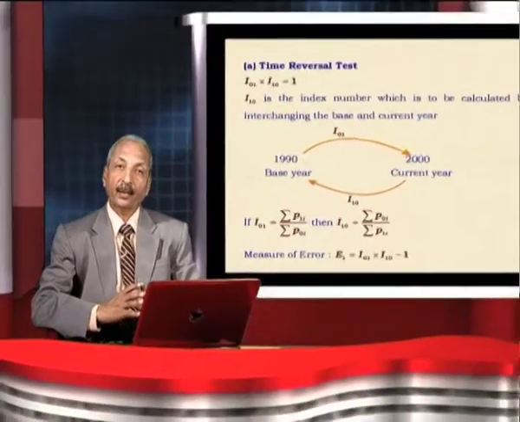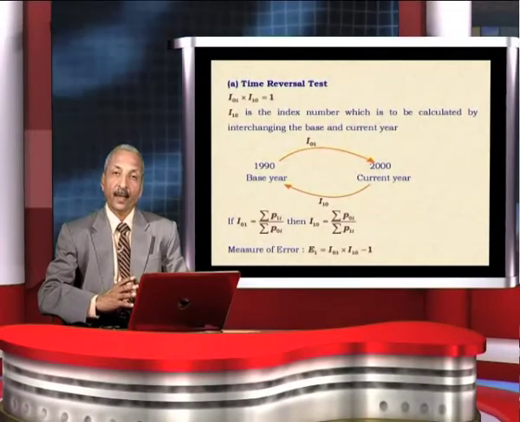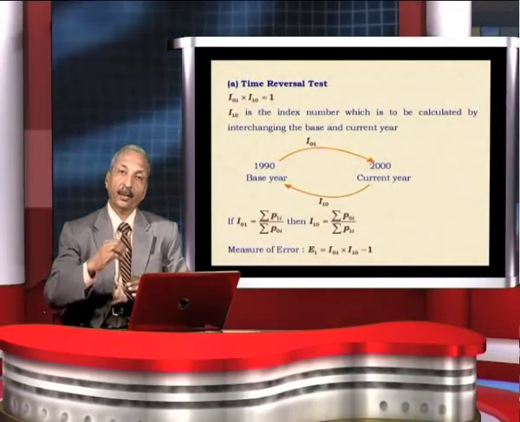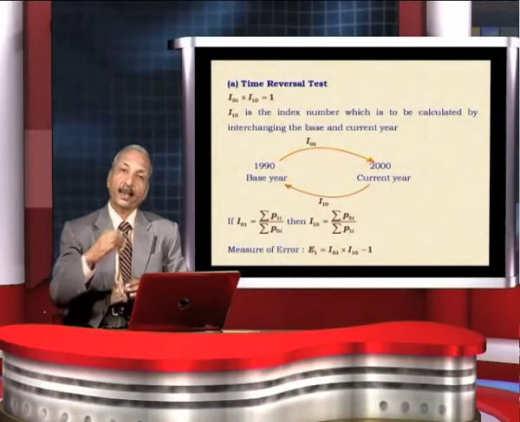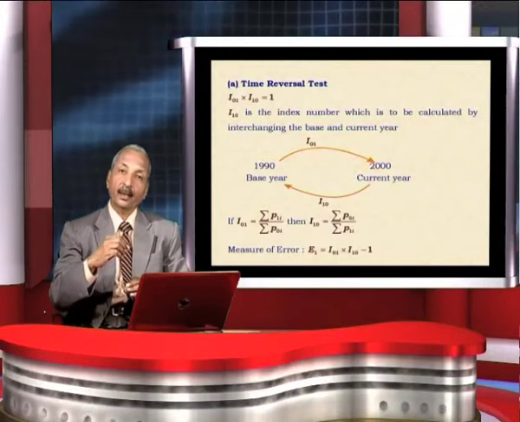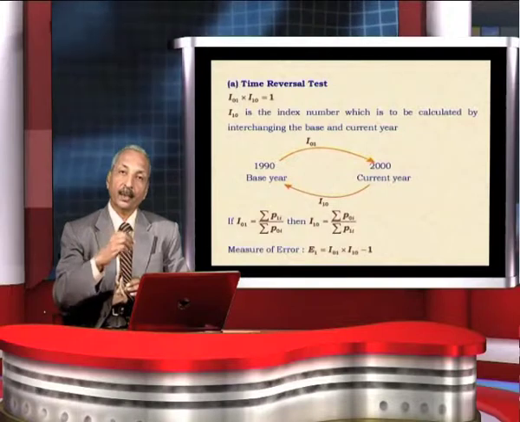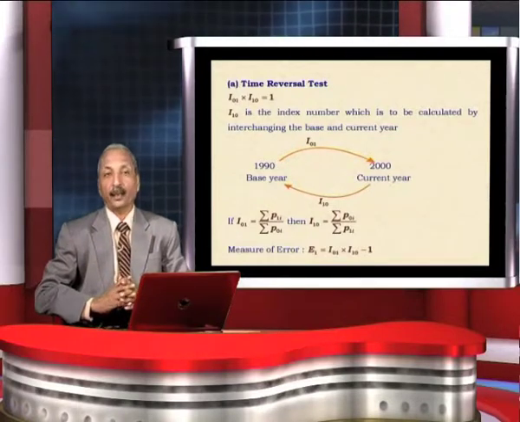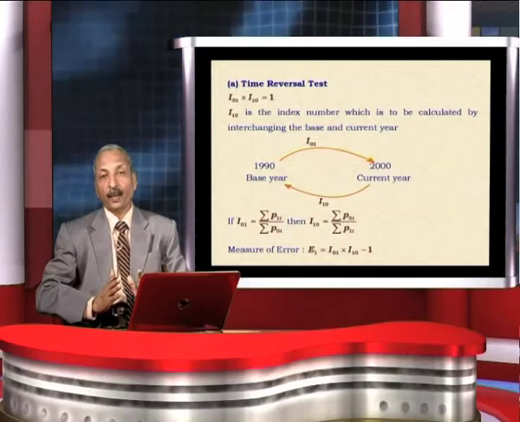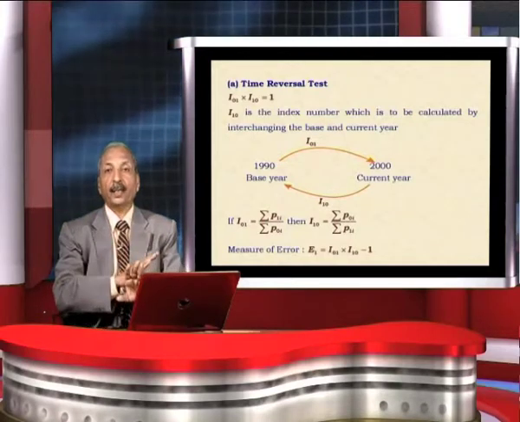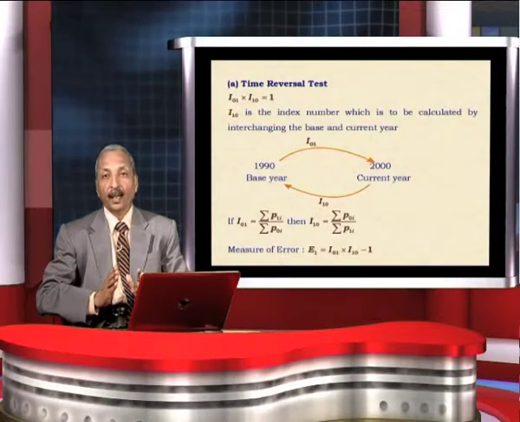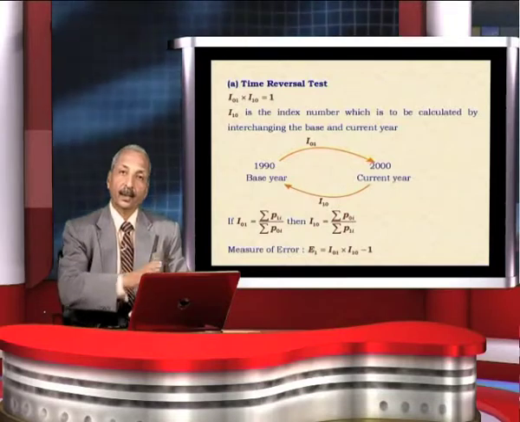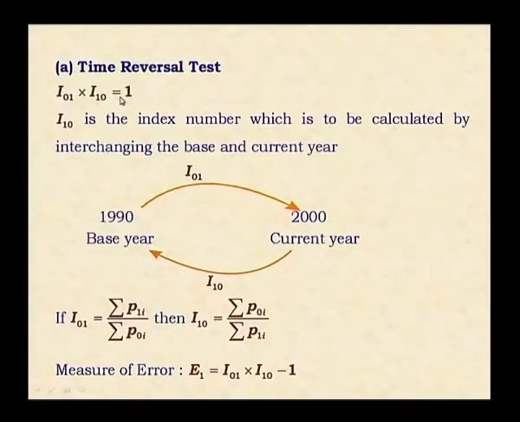We know that I01 is the index number where 1 denotes the current year and 0 denotes the particular base year. If my current year is 2000 and the base year is 90, then the 1 denotes the year 2000 and the 0 denotes the year 1990. So, when I take I10, it means now I have interchanged the base and the current year. That is, now 1990 is taken as the current year and the base year is taken as 2000. So, the product of that must be equal to 1. That is what the time reversal test says.